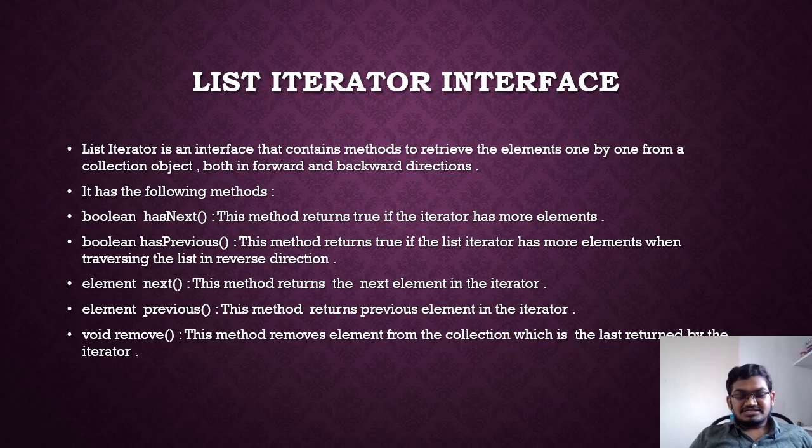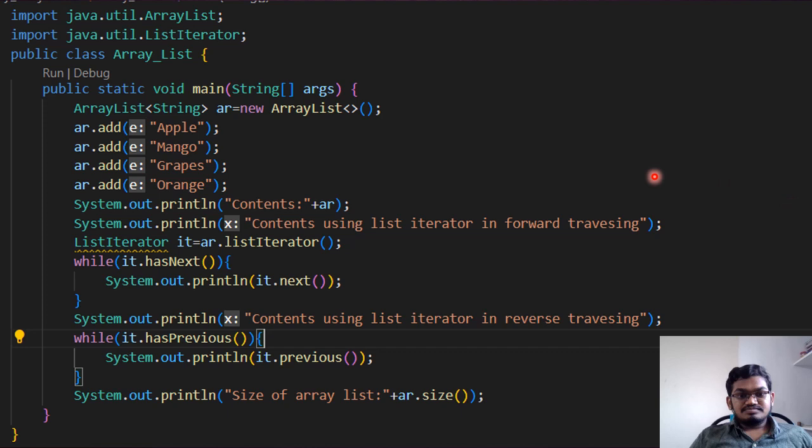We are going to see an example. Here, as usual, we are importing array list and iterator. Same as previous, we are inserting 4 elements: apple, mango, grapes, orange. Here is the collection name. As usual, we are printing contents of the collection, generally using print statement.